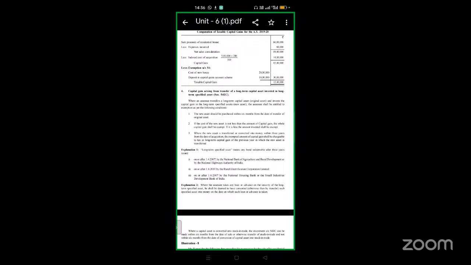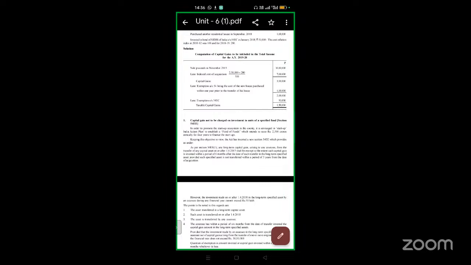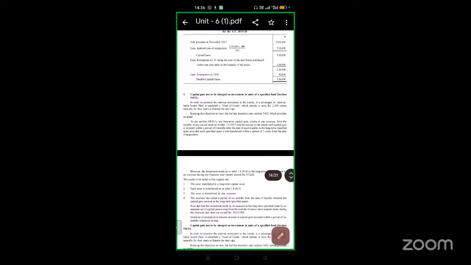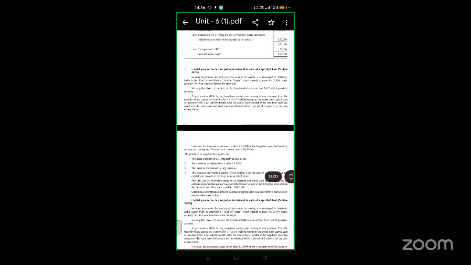Next is capital gain not to be charged. If you look here, whenever you sell an asset and get a gain and invest it in specified units, like a startup action plan or other specified funds, in that case also you'll get an exemption.